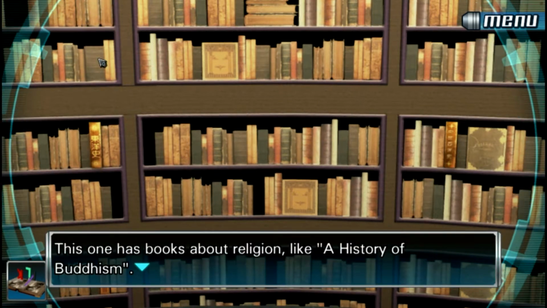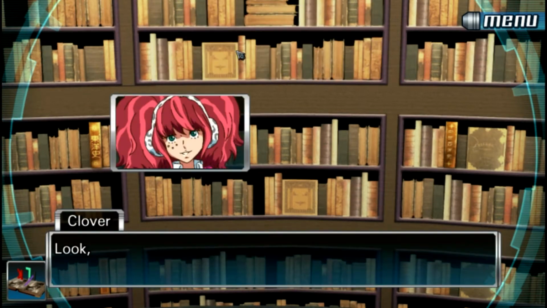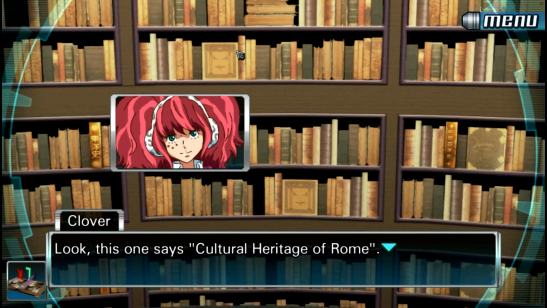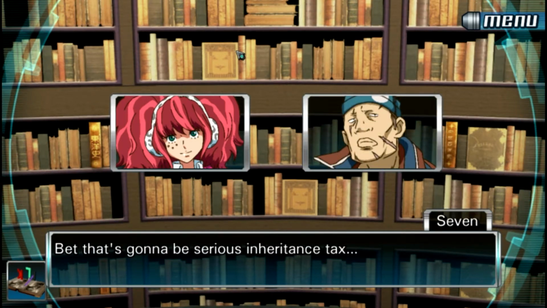This one has books about religion, like a history of Buddhism. Look, this one says cultural heritage of Rome. Bet that's gonna be serious inheritance tax. What?